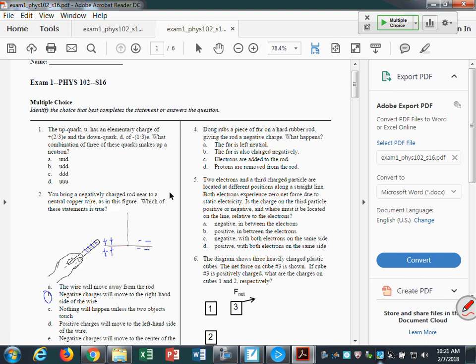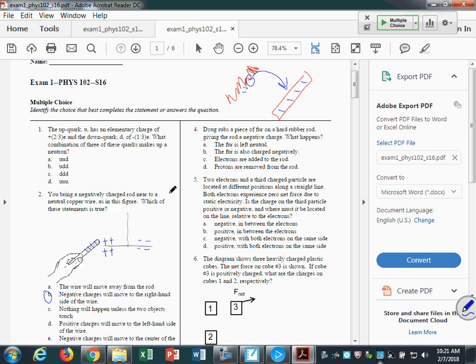Fur is left neutral. Yeah, so I'm rubbing a piece of fur on a rubber rod, and it gives the rod a negative charge. What happens? Well, let's say I started out with a neutral rod, and then this is the fur over here. When I started, they were both neutral, right? They both had equal numbers of positive and negative charges. But then in the end, the rod was left negative. And so what happened is that the electrons that were on the fur jumped off onto the rod.